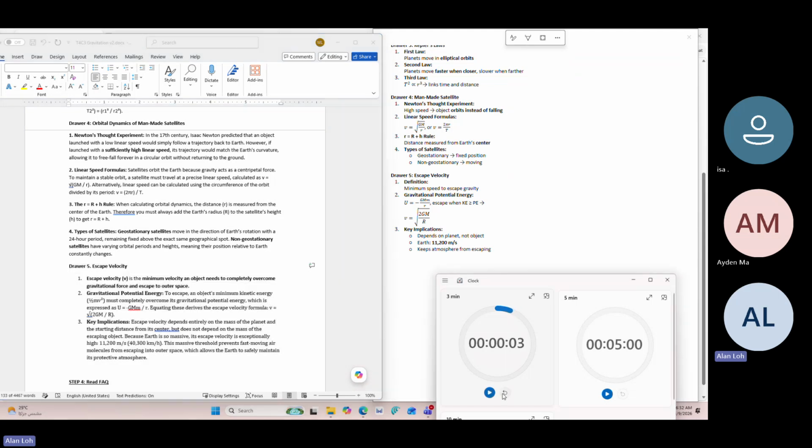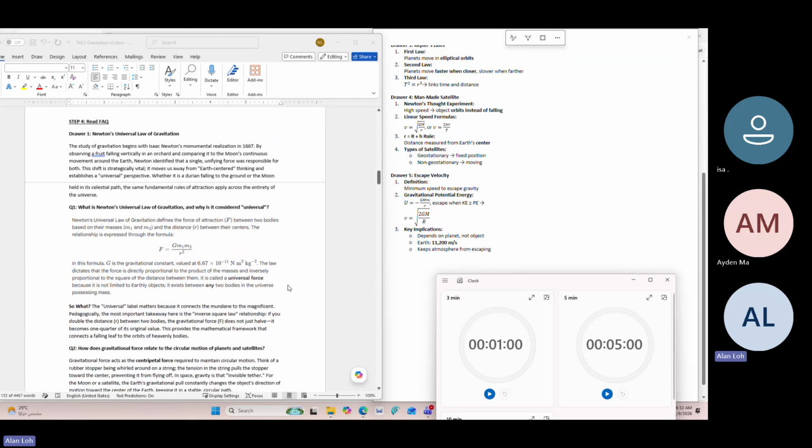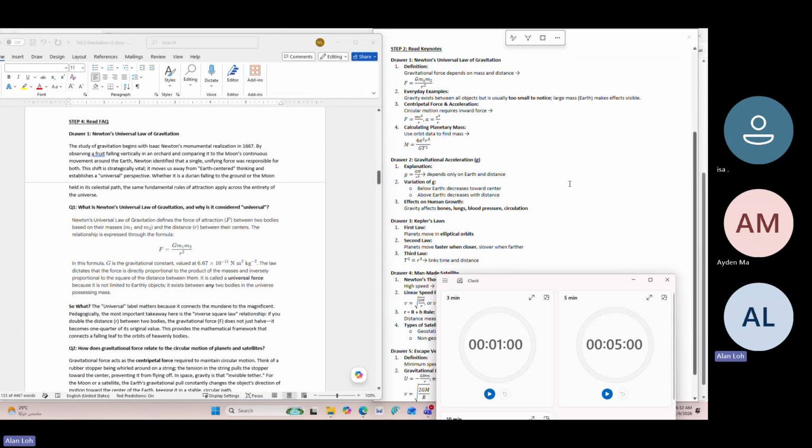All right, time's up. I hope by now you feel that your understanding level increased from 2 to 3 for all the drawers, right? 2 to 3. Let's continue on step 4. Step 4 is read FAQ, frequently asked questions.